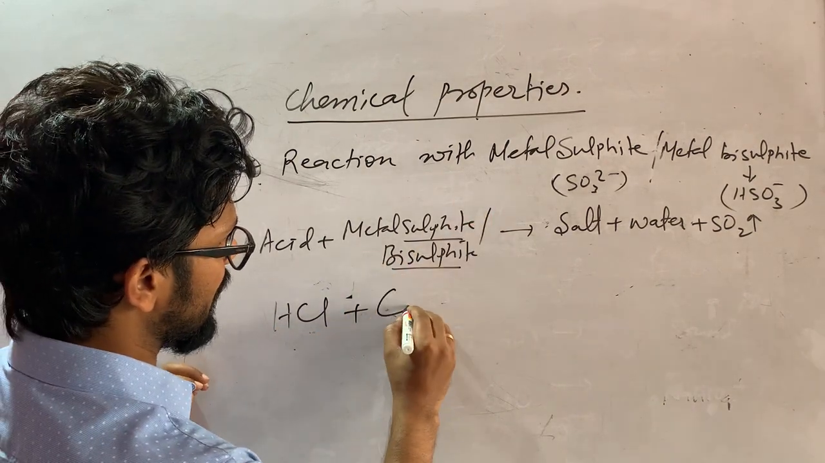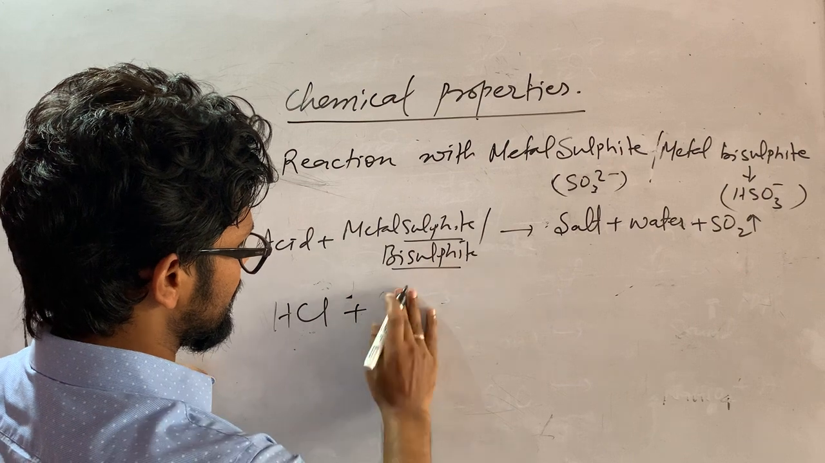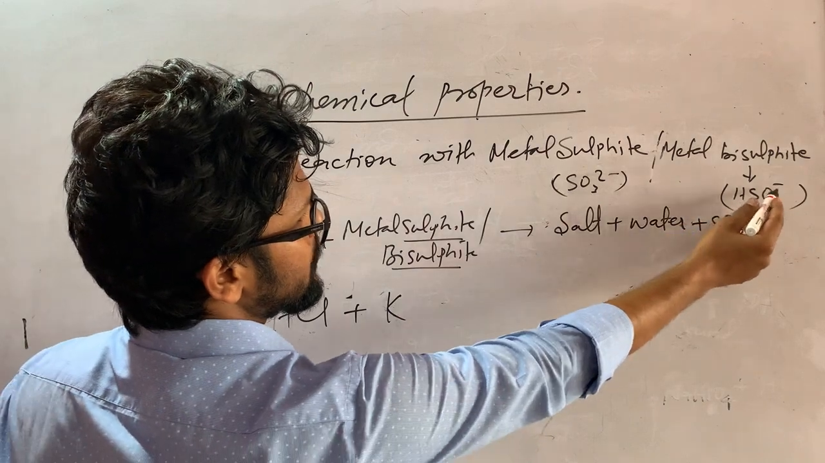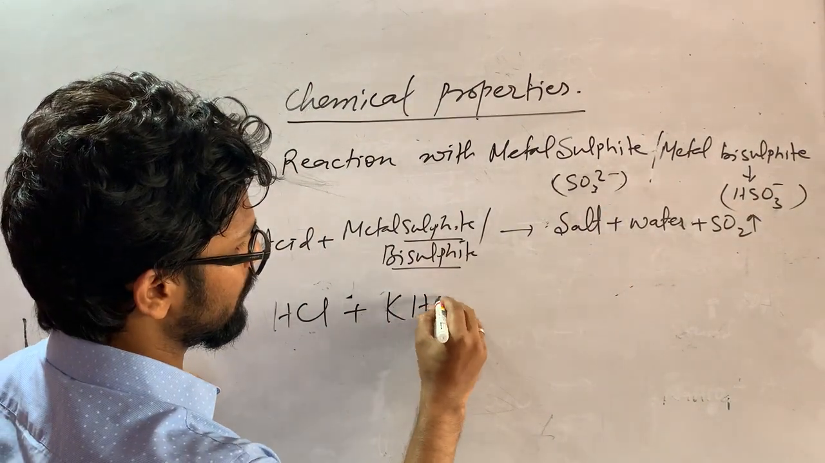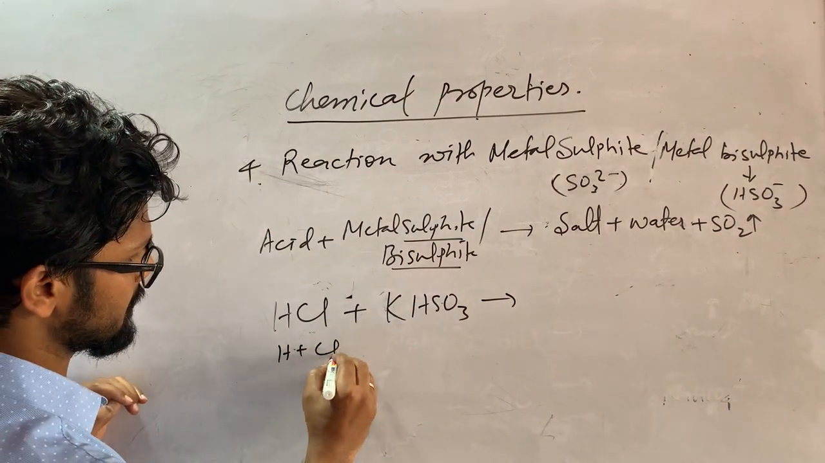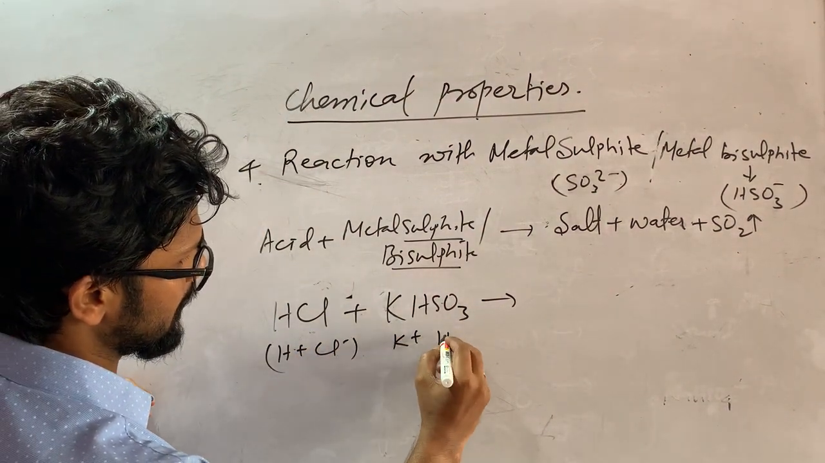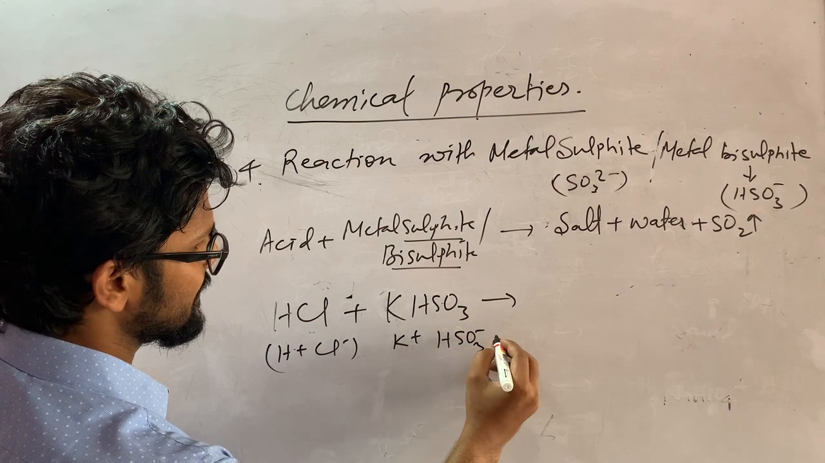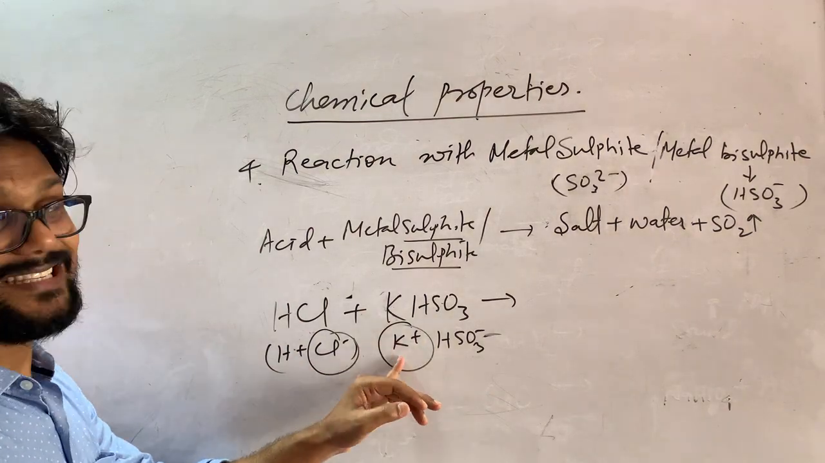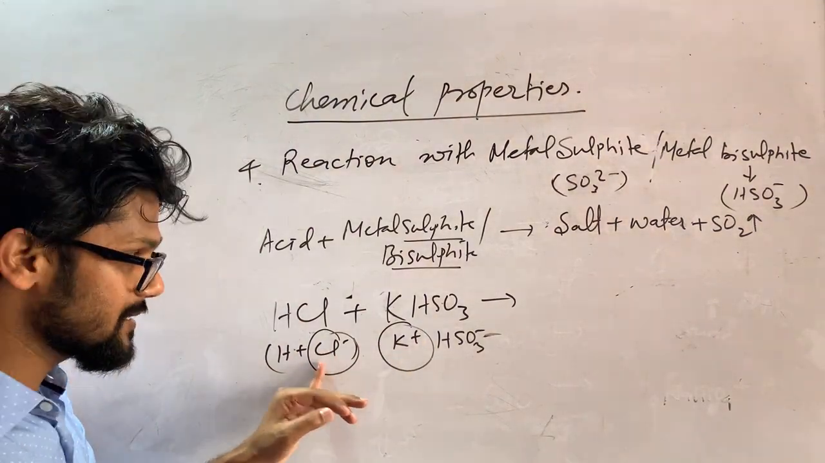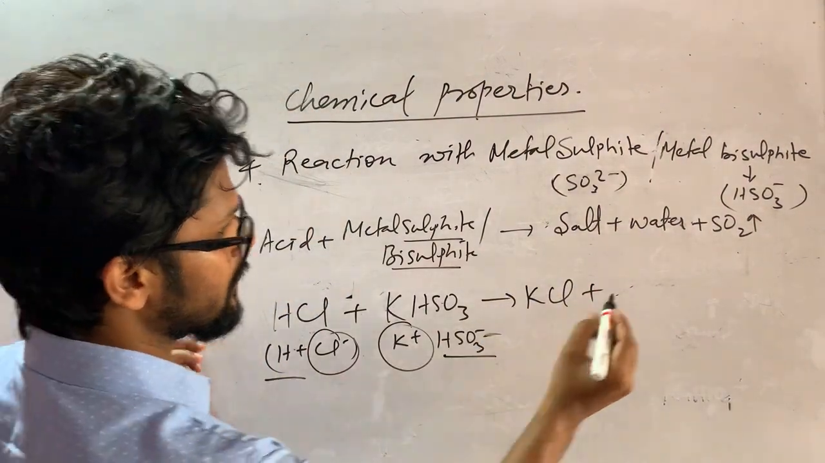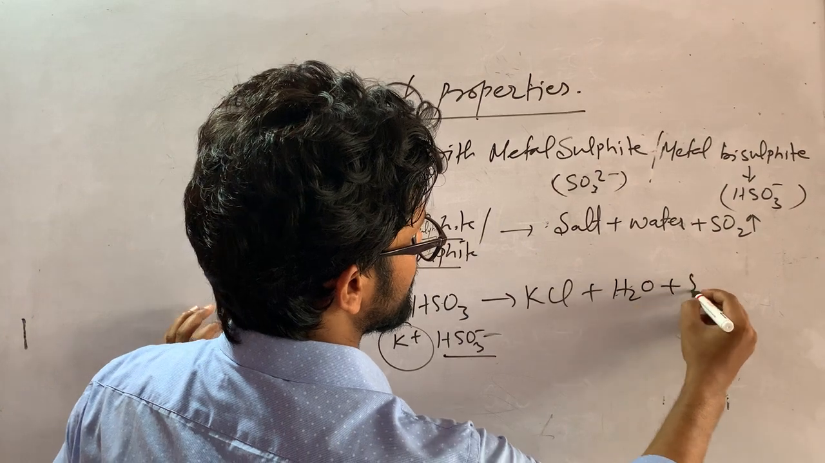Now here taking another example, I'm taking potassium bisulfite. Bisulfite is HSO3 minus. Potassium is monovalent, so the formula will be KHSO3. Okay, break into ions: H plus and Cl minus, K plus and HSO3 minus. The same method: positive of the first will go with the negative of the second reactant, and positive of the second will go with the negative of the first reactant. Both are monovalent, so will give KCl, and these two will give H2O plus SO2.